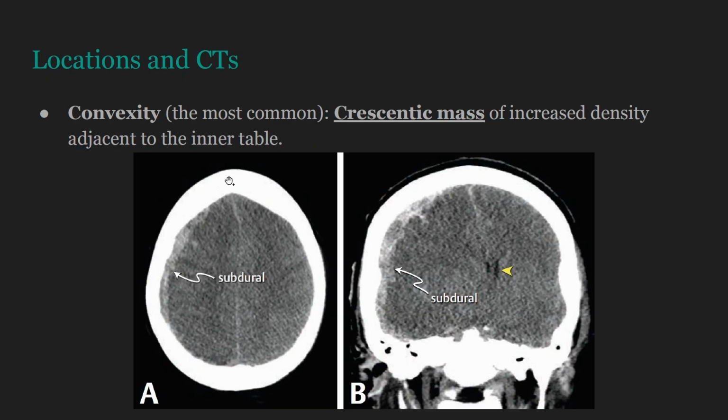As for the sites or locations of the acute subdural hematoma on CT, we have 4 locations, okay? The first one, the most common one, is the convexity. Convexity means that it is adjacent to the convexity of the skull itself, okay? So it will be crescentic in shape, a crescentic mass of increased density adjacent to the inner table of the skull. It takes the shape of the dura itself, okay? So a crescentic hyperdense mass, as you can see here in the coronal image, okay? This is the first type.